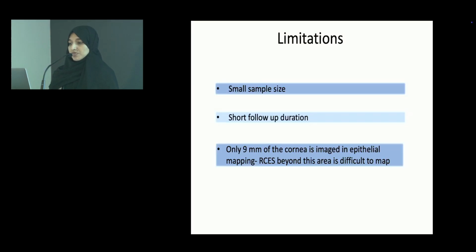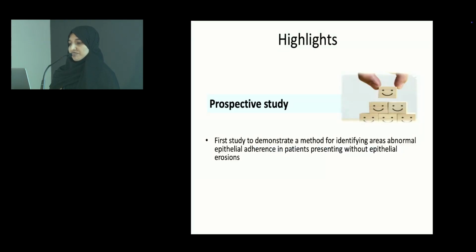The limitations were a small sample size and a short follow-up duration, and only 9 mm of the cornea was imaged in the anterior segment OCT epithelial mapping, so RCE beyond this area was difficult to map.